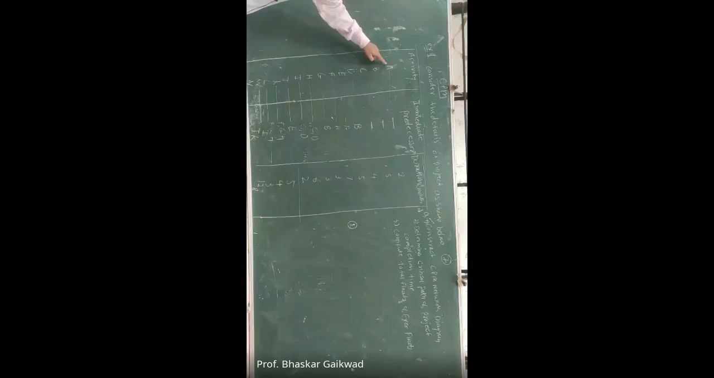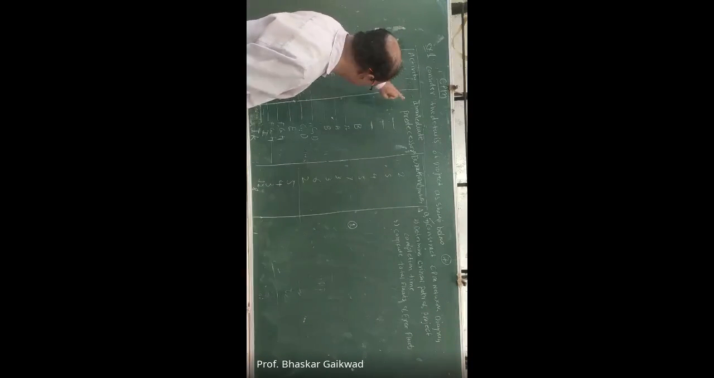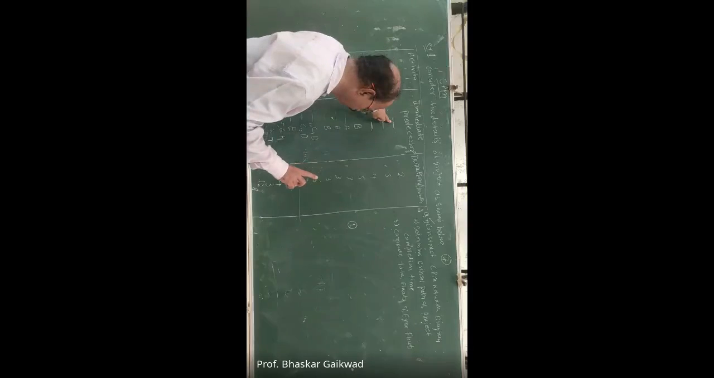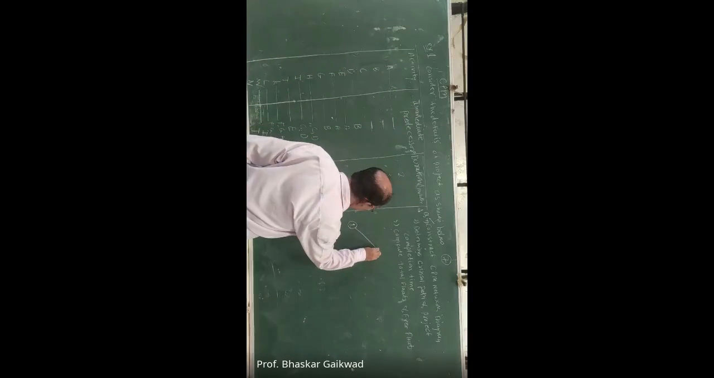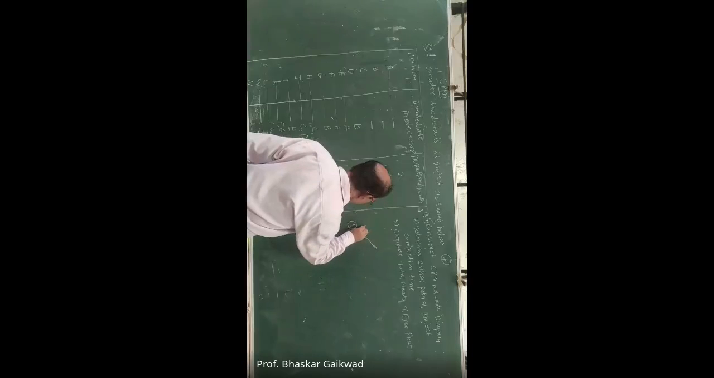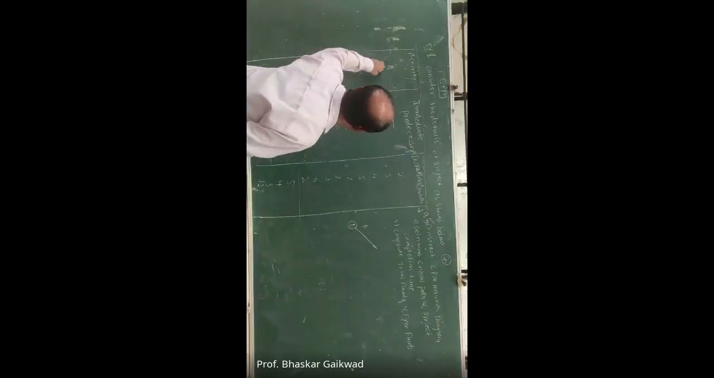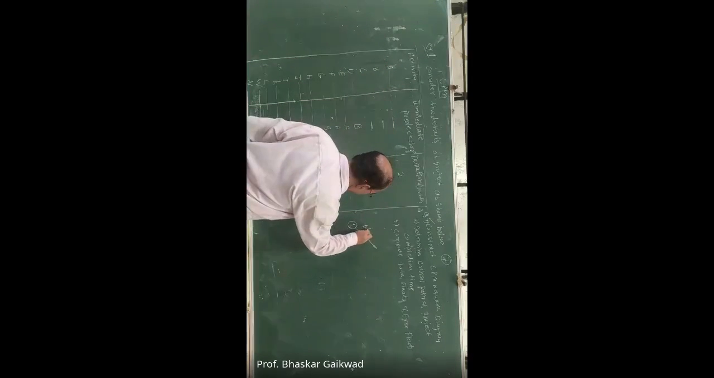From this A, B, C, D, this activity will start. Correct. So A, what is the backside activity? No activity means A will start from here. So this is the A activity, and what is the duration of the A activity? 2. So here you can write 2.